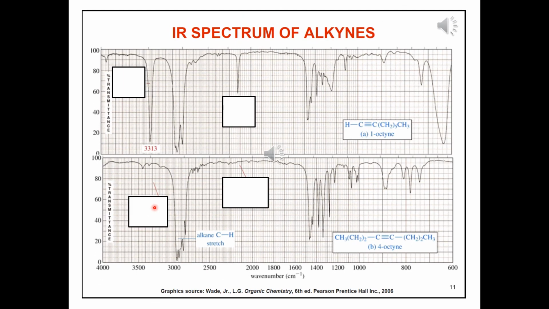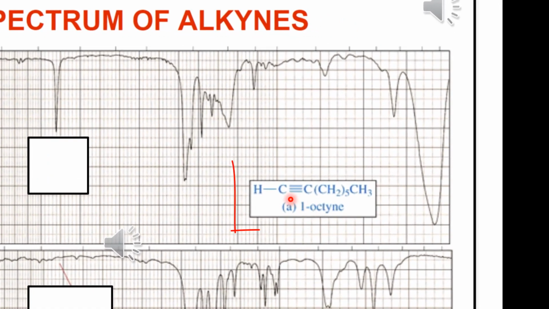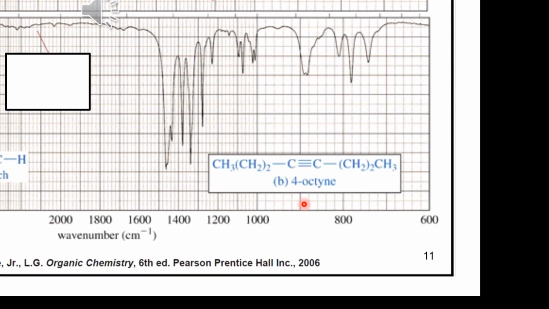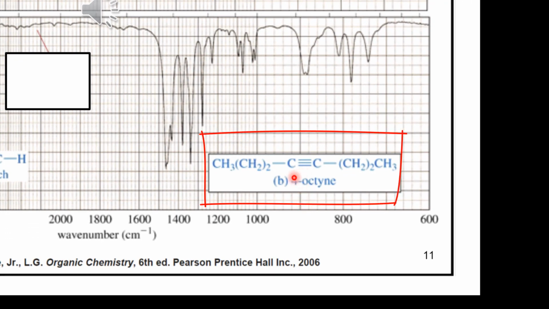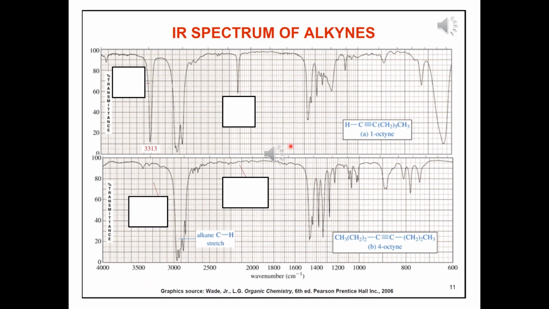On this slide we have two types of alkyne. One is a terminal alkyne, where the carbon-carbon triple bond is at the end or the start of the molecule. And we also have a symmetrical alkyne, known as an internal alkyne, and this is 4-octyne in spectrum B. The most prominent band in alkynes corresponds to the carbon-carbon triple bond, and it shows as a sharp but weak band at about 2100 wave numbers.